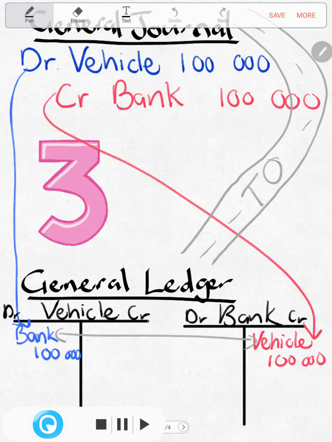And my journal tells me go to the vehicle account, which is there. And once you are there, you go and write on the debit side. Debit side means on the left-hand side, you need to write down 100,000 rand.